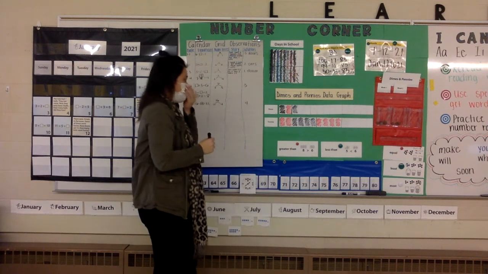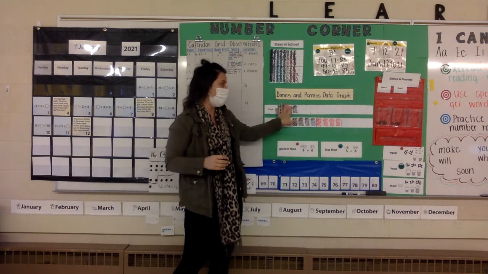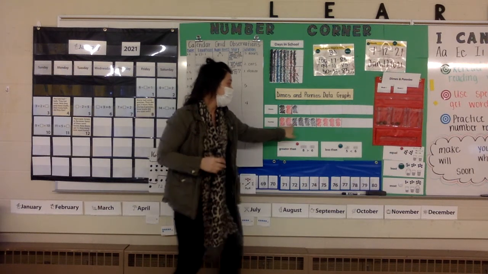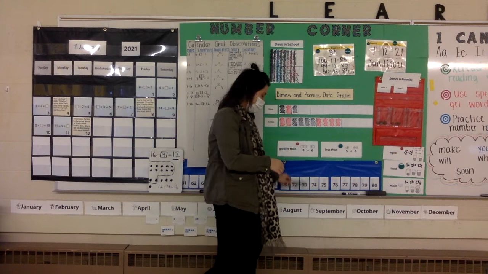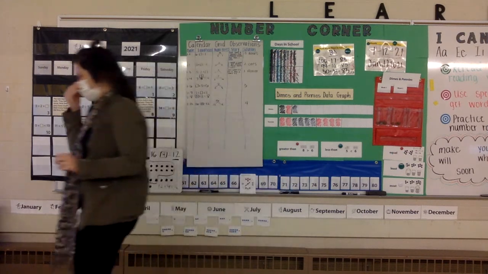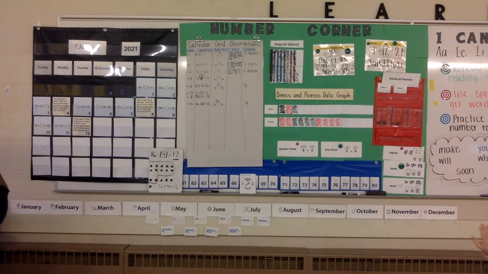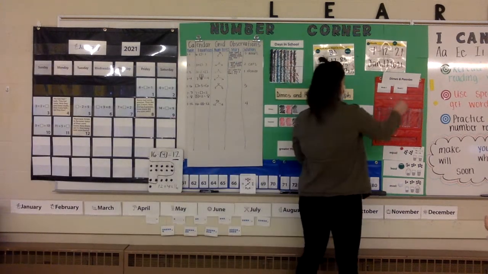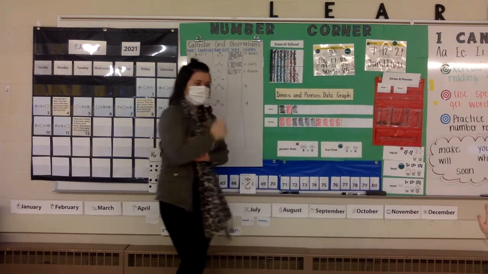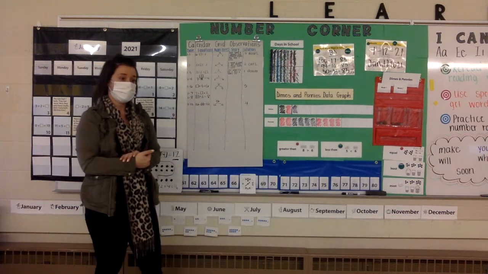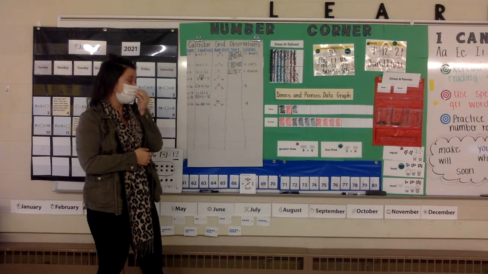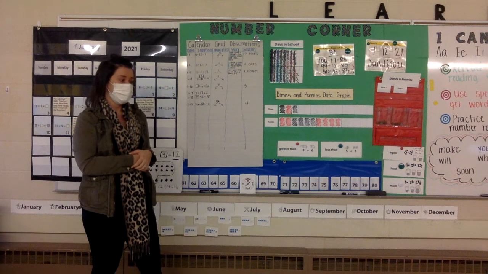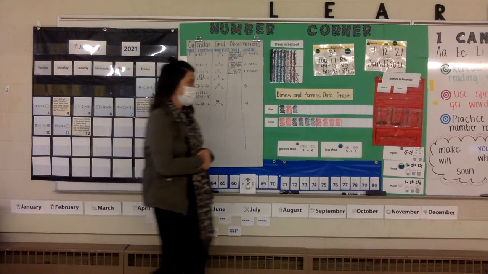I want you to think about how many cents all together. We have 3 dimes and 10 pennies. I'm going to find a dime and I want you to think about that. How many cents all together? Mila. 14. Ooh, not quite. Ellie? 14.